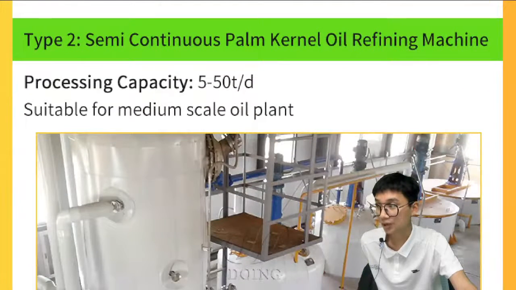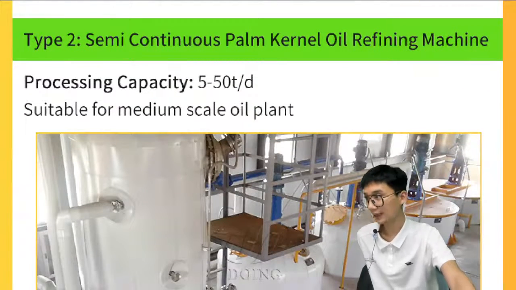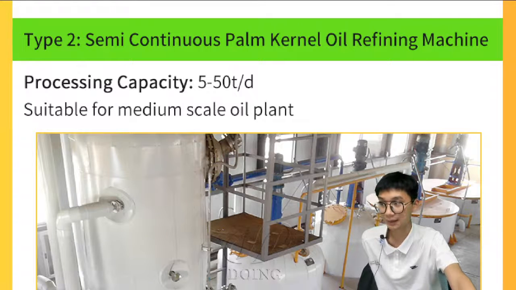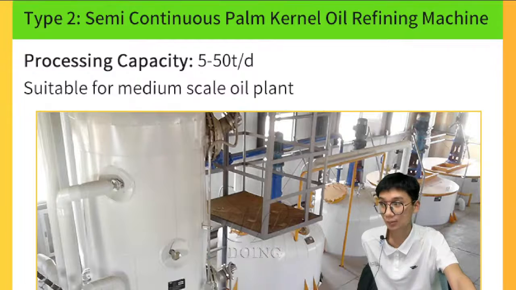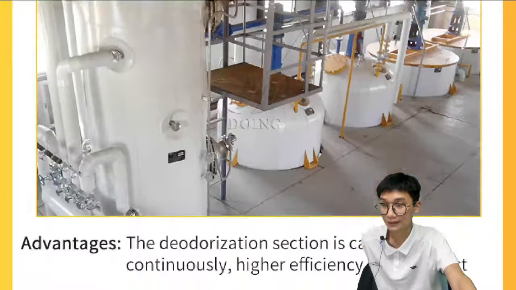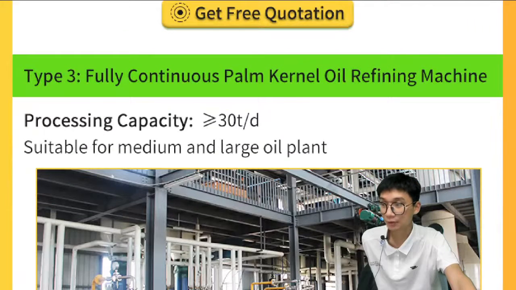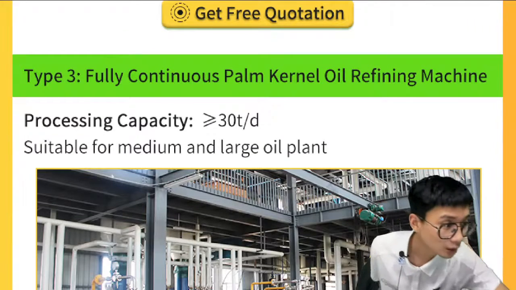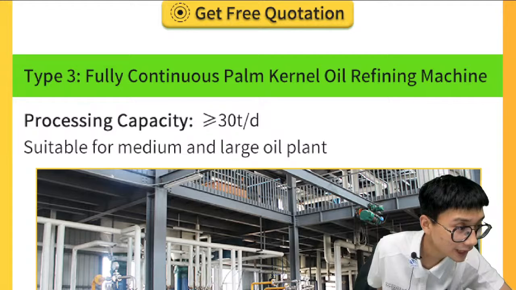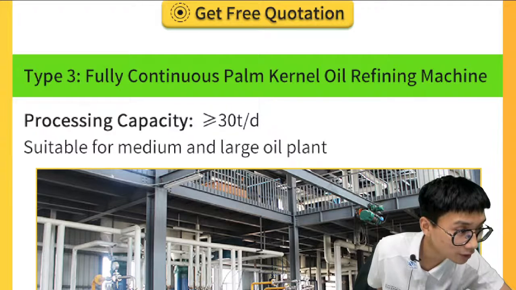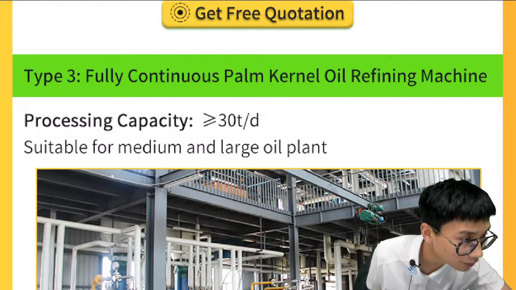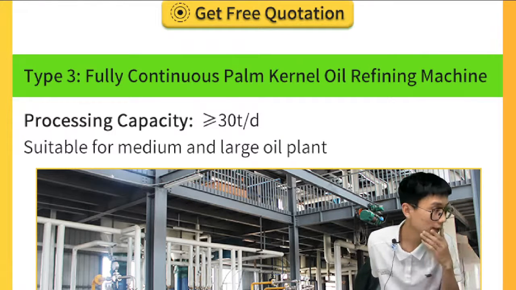And we got the semi-continuous one, and the capacity is from 5 tons per day to 50 tons per day, suitable for medium scale oil plants. And we got the fully continuous palm kernel oil refining plant. What I'm looking at the difference, I want to separate crude palm kernel oil into palm kernel stearin and palm kernel oil. Yeah, of course.